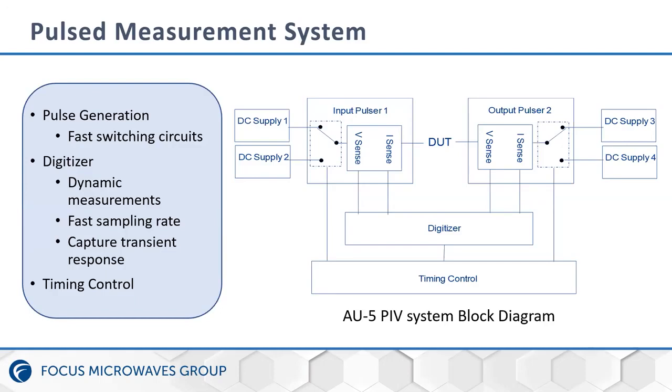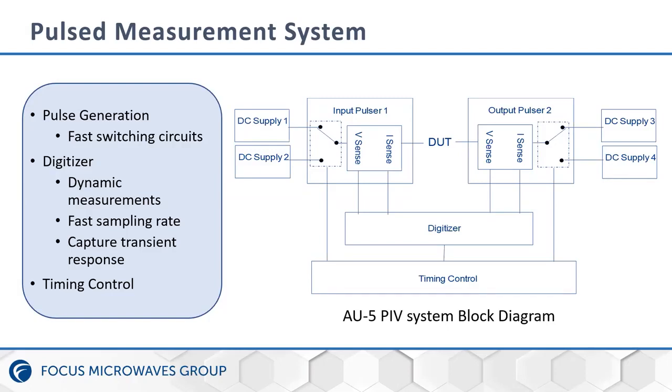In this slide, I will be talking about what a pulsed IV measurement system is. Here is the basic block diagram of Auriga's 5th generation pulsed IV system. A pulsed IV system consists of 3 building blocks: the pulse generation, the digitizer, and the timing control. The pulse generation consists of fast switches that generate the pulses at both gate and drain.